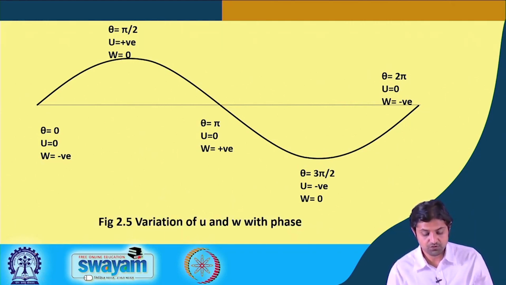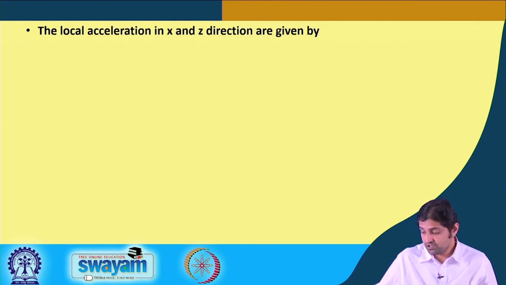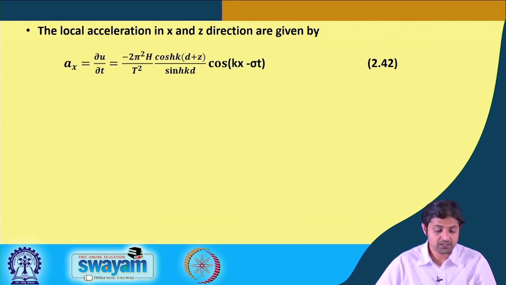So, this is the variation of u and w with phase. Now, we have talked about the velocity. In a similar way, we should talk about acceleration as well. So, Ax is del u by del t, because u we have already obtained in terms of cosh and cos. So, we simply differentiate once more.